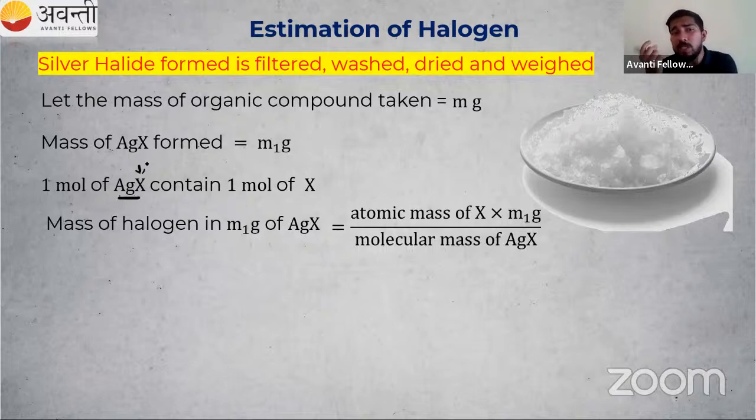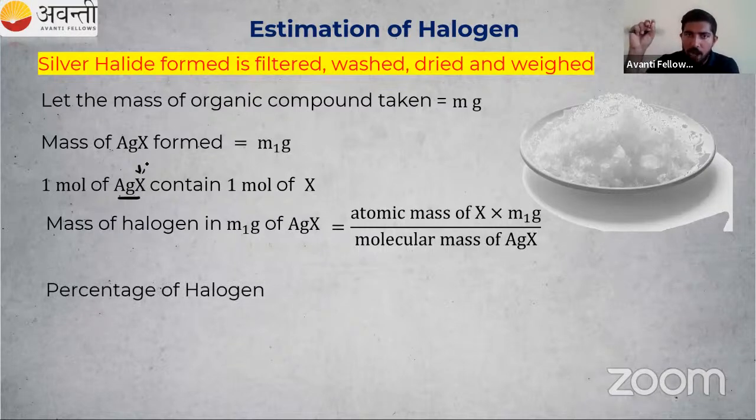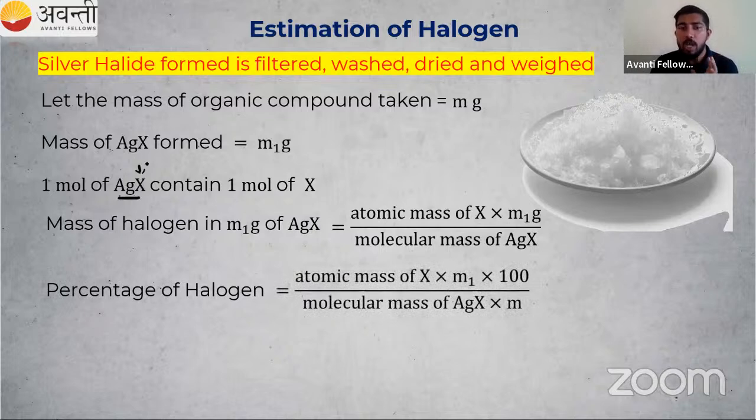Then how to find the percentage of halogen? Percentage of halogen is equal to mass of halogen divided by mass of organic compound into 100. So the mass of halogen is found, so add that. Then in the denominator, we have to add m. What is m? Mass of organic compound. To find it in percentage, we have to multiply by 100. So that is the equation for estimation of halogen.